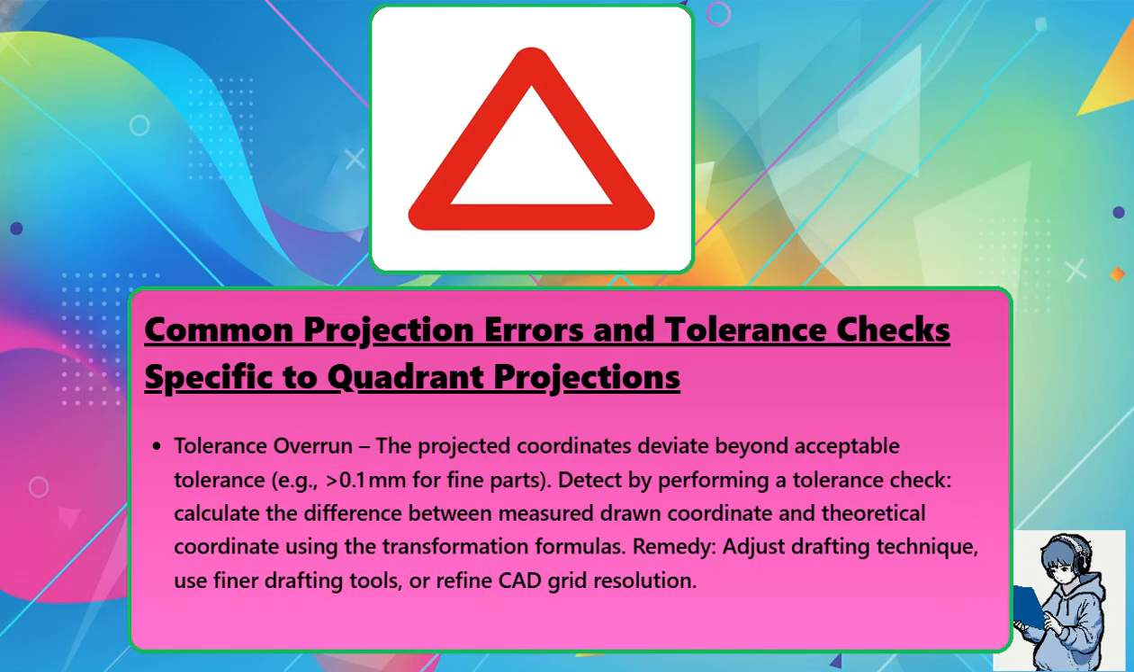Tolerance overrun: the projected coordinates deviate beyond acceptable tolerance, for example greater than 0.1 millimeters for fine parts. Detect by performing a tolerance check. Calculate the difference between the measured drawn coordinate and the theoretical coordinate using the transformation formulas. Remedy: adjust drafting technique, use finer drafting tools or refine CAD grid resolution.